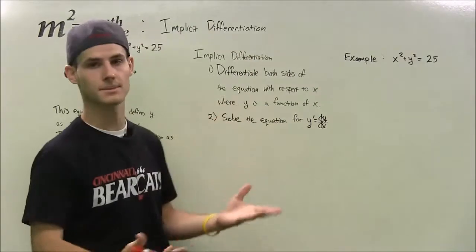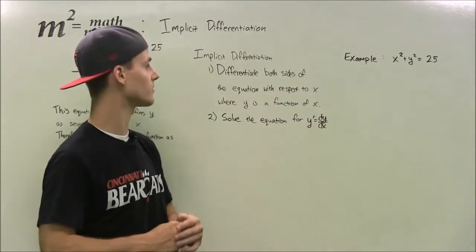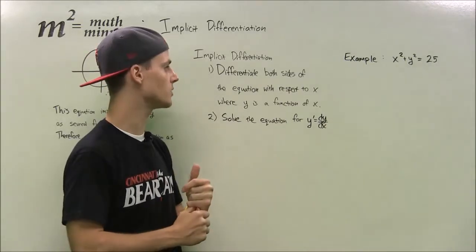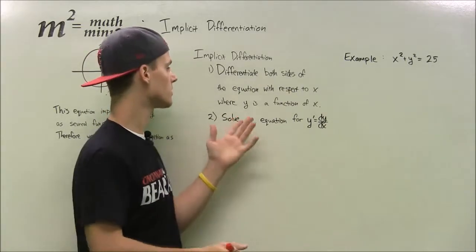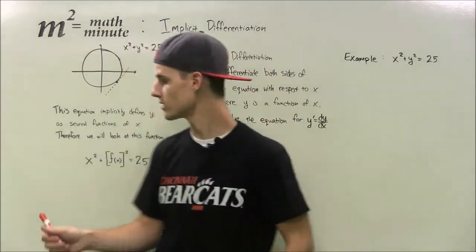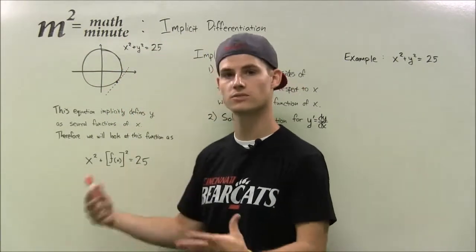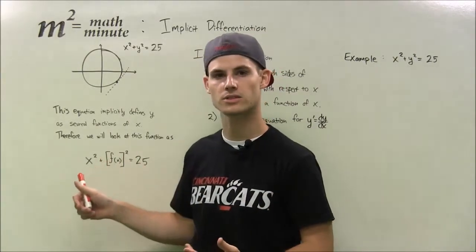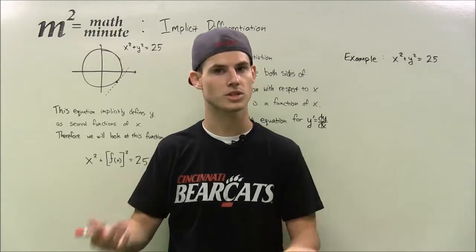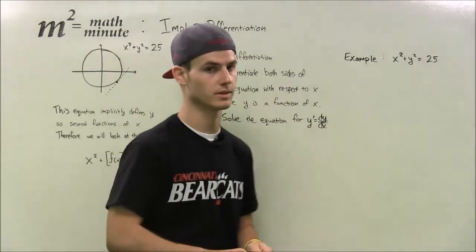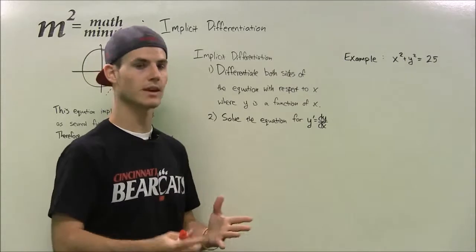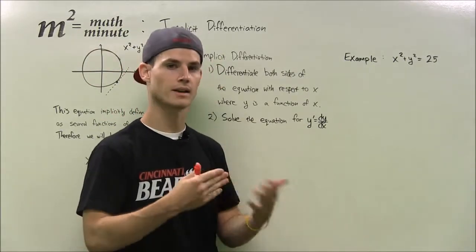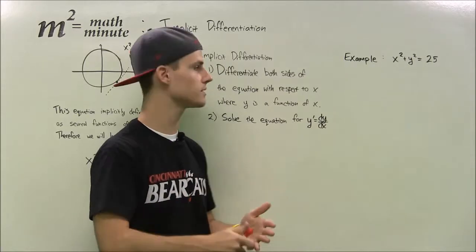So these right here are the steps for implicit differentiation. The first thing we're going to do is differentiate both sides of the equation with respect to x, treating y as a function of x, just like we did down here. We're going to view this as a new function. So you should be thinking about a function inside of a function, a composite function, or chain rule, which is going to be very helpful for implicit differentiation. After that, we're going to solve the equation for y prime, which equals dy by dx. You can write it either way you want.